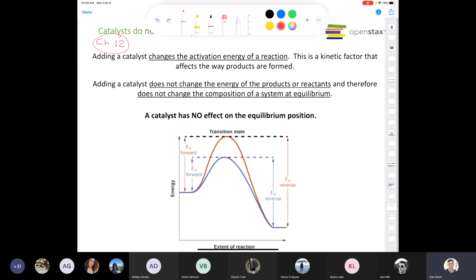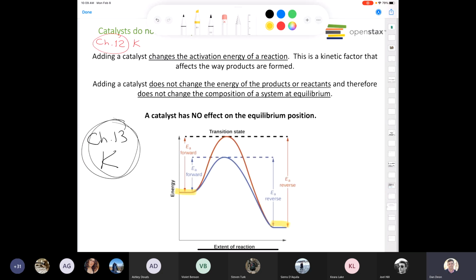Simple as that. However, that's small k. In chapter 13, which is where we are right now, we're talking about big K. This is equilibria. This is rate, that's speed. This is equilibria. This is how much product and how much reactant is present when the reaction is at equilibrium. So if we add a catalyst, sure, the reaction might go faster, but it doesn't change the relative energy of the products and the reactants at all.